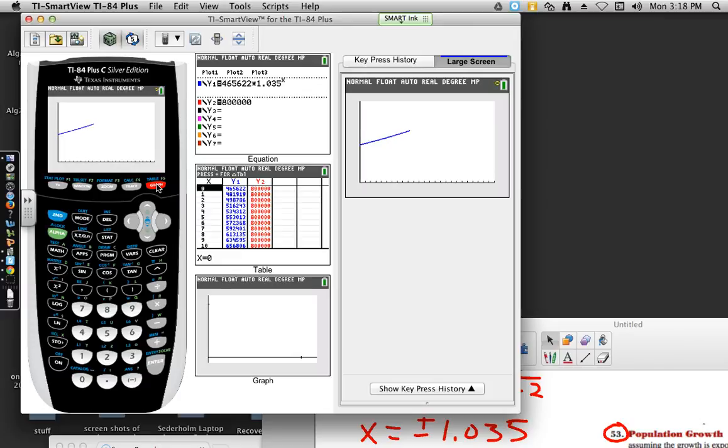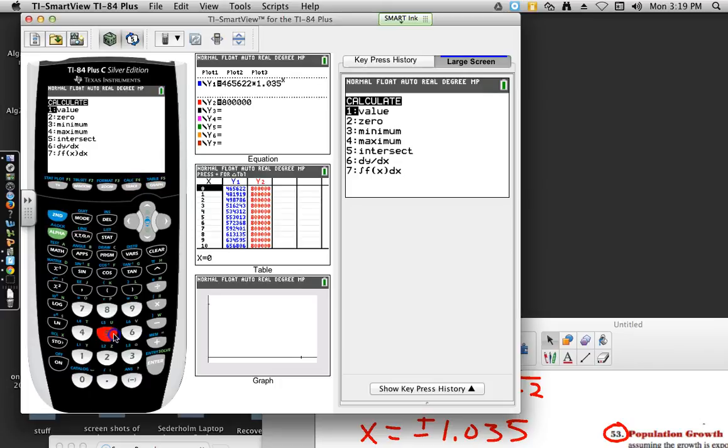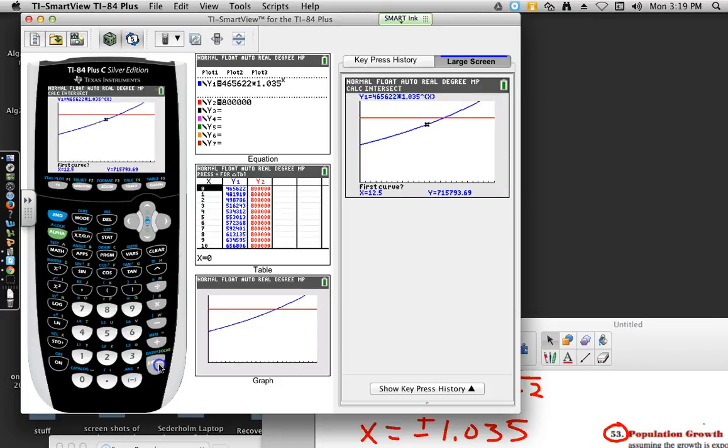So there is the exponential model. You can see that coming up. And it is definitely increasing because we have 1.035, which is greater than 1. And there is our 800,000, and then we have second trace, number 5, the intersection, and enter 3 times. And Blinky, as always, incredibly helpful. 15.733 years.